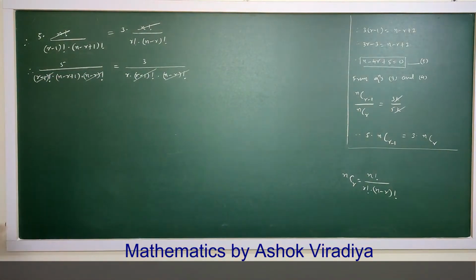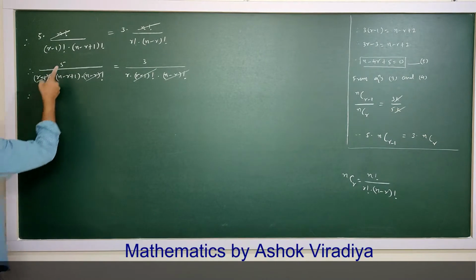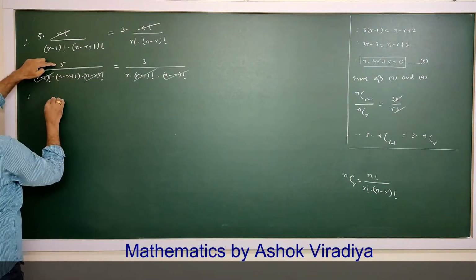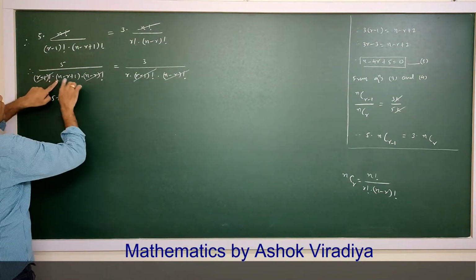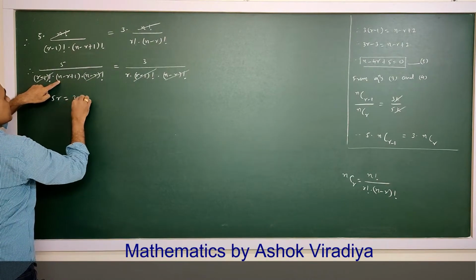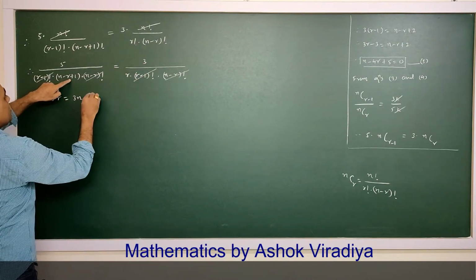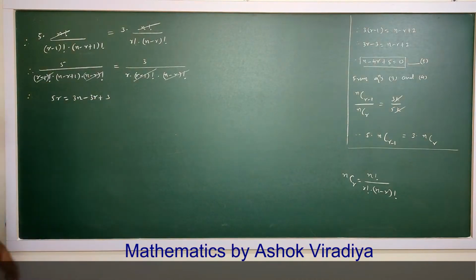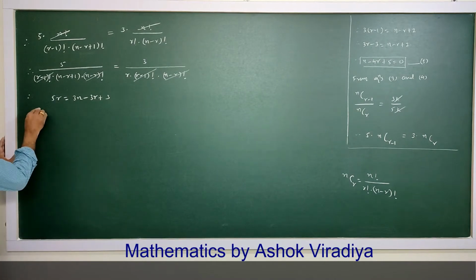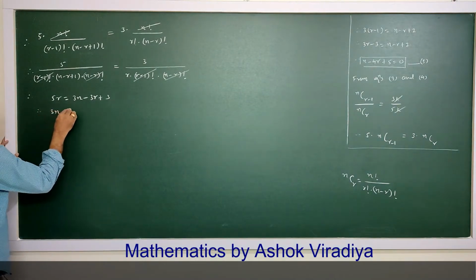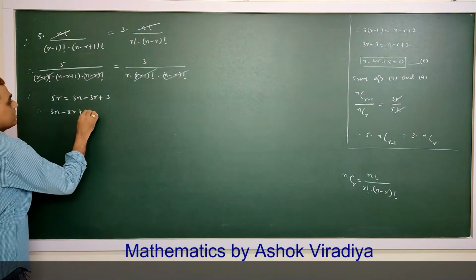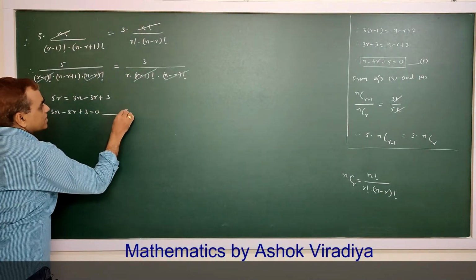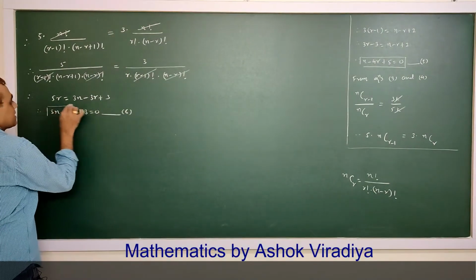So whatever is left, multiplying it, 5 into r. So 5r is equal to 3n minus 3r plus 3. Therefore this is 3n minus 8r plus 3 equals 0. We say this is equation number 6.